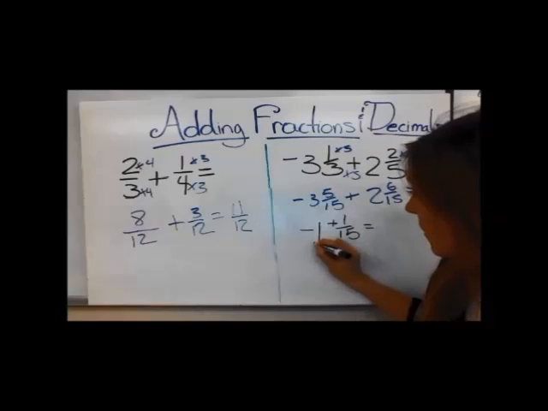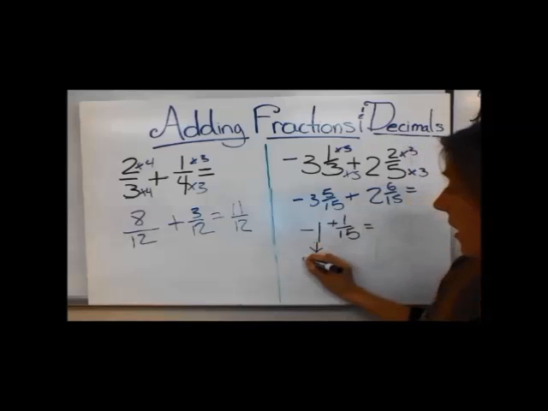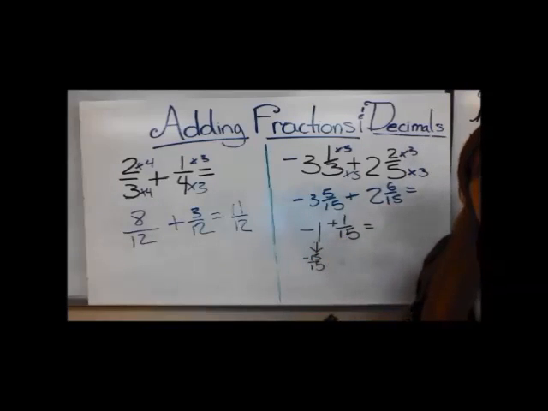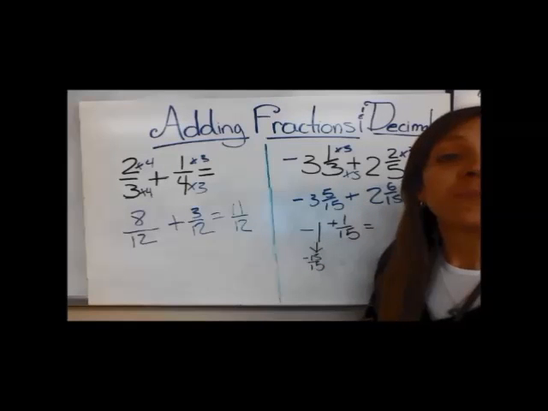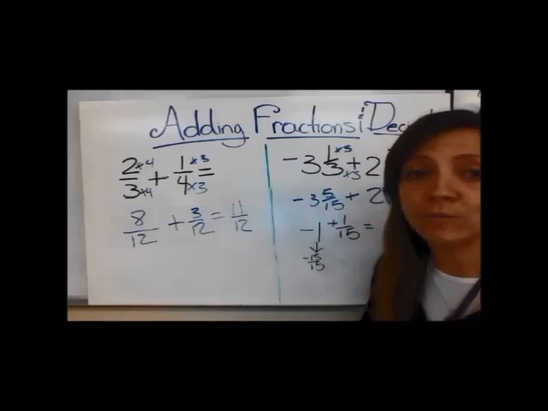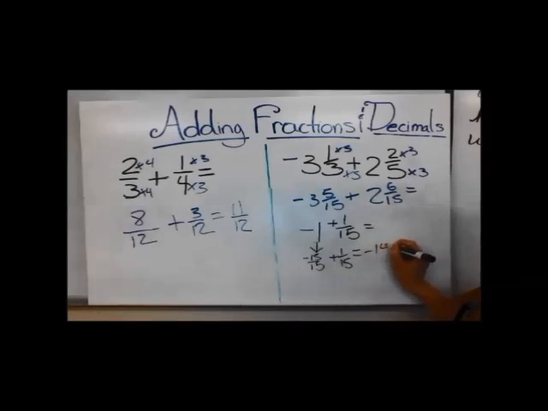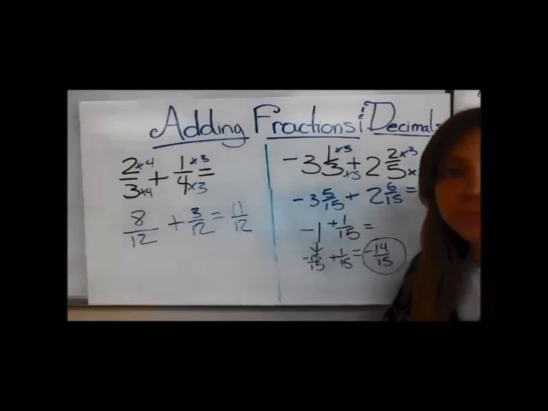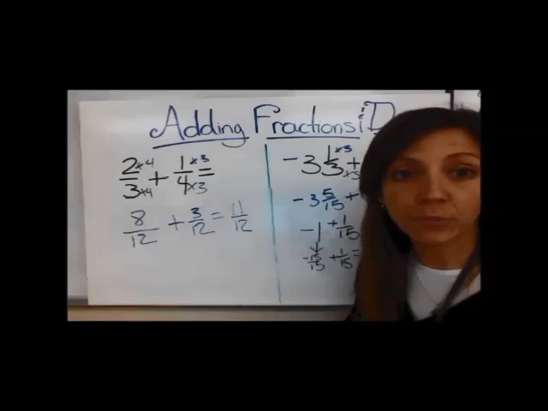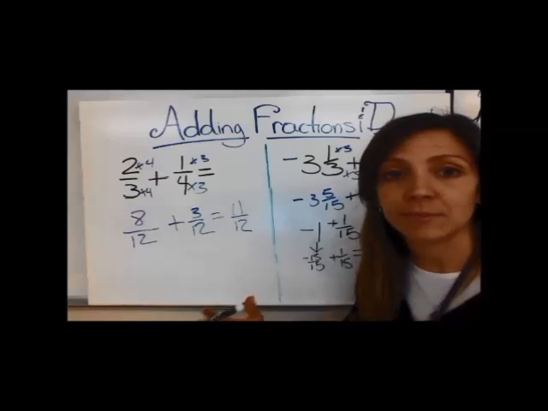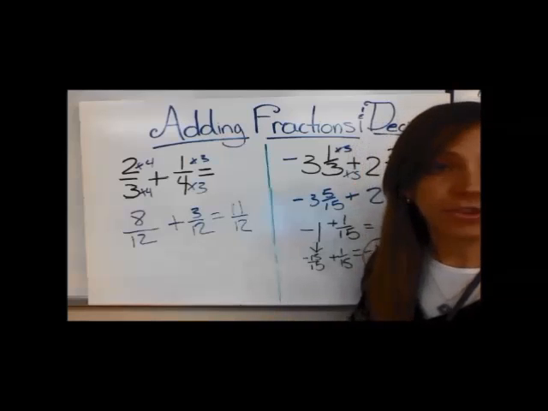So I'm going to take that -1 and I'm going to turn it into -15/15. I'm going to write it as a fraction. -15/15 is 1 whole. So I'm going to add 1/15 to it and end up with -14/15 as my answer. Now this is the first way that you can solve adding a positive and negative mixed number. Now a second way that I want to show you.